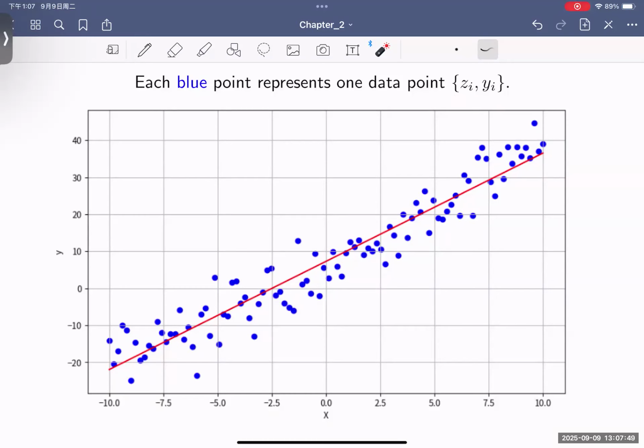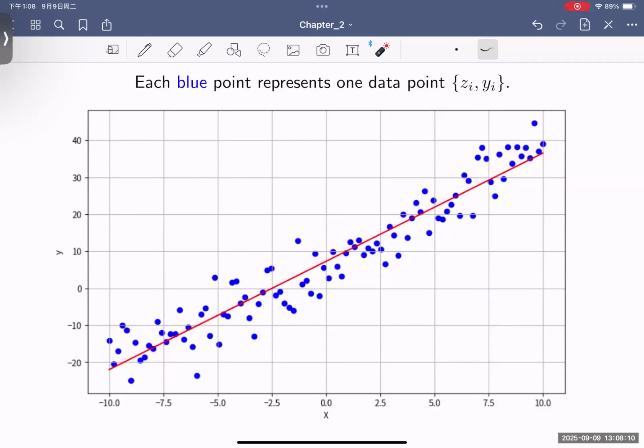So here, if we just look at our data, we can find a kind of tendency between x and y, or between z and y. It's almost like a straight line here. And we build on this idea.